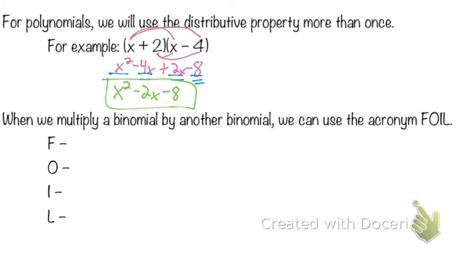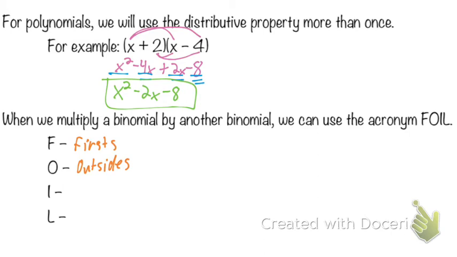Do you know what the acronym stands for? Isn't it first, outer, inner, last? Yeah. So the F stands for first, saying the first thing in each parentheses. So x is the first thing in this first parenthesis, and x is the first thing in this parenthesis. So it's x times x. The first multiplied together gives us x squared. O, however you want to word that, outer or outsides. I always say outsides. Either way, it's the same thing. So the outside on the left is x. The outside on the right side is negative 4. So x times negative 4 is negative 4x.